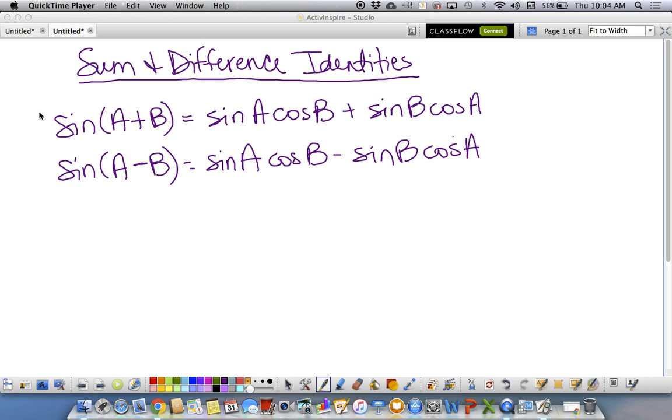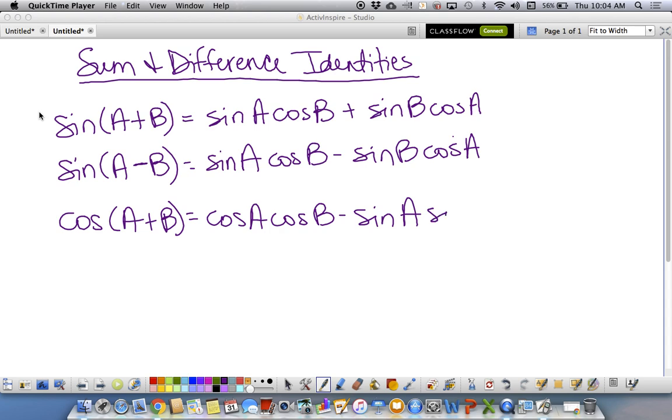What about for cosine? Let's go ahead. So here's our sum and difference for sine. What about cosine A plus B? Here, the cosines go together, and the signs are switched. If we're adding A plus B, then we're subtracting: cosine cosine, minus sine sine.